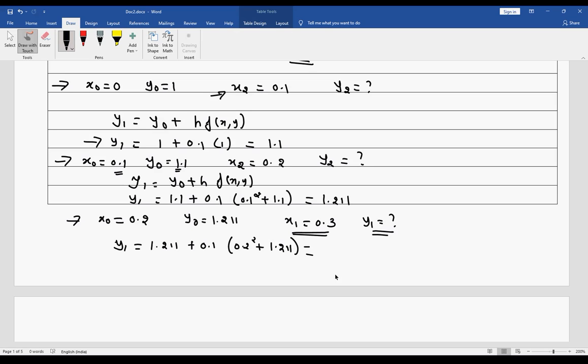Anybody else has got this value? Sir, at point 1 it should be 0.3, no? Yeah. No, sir, got it.